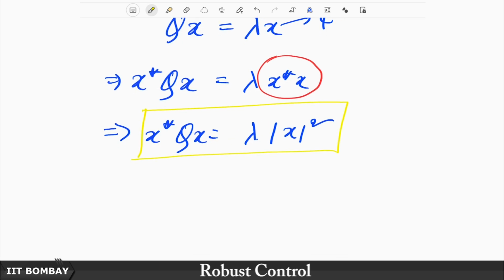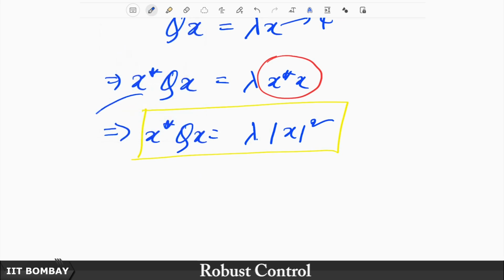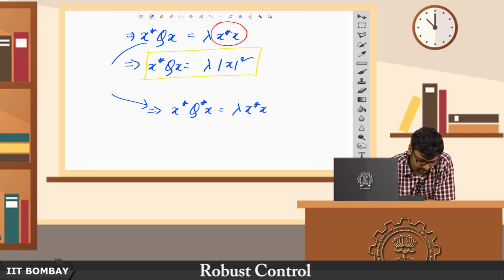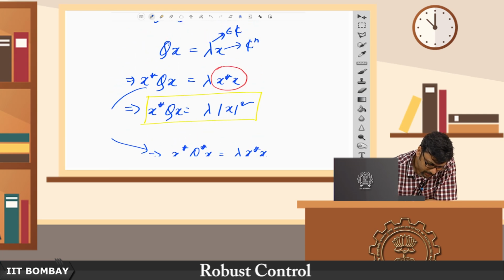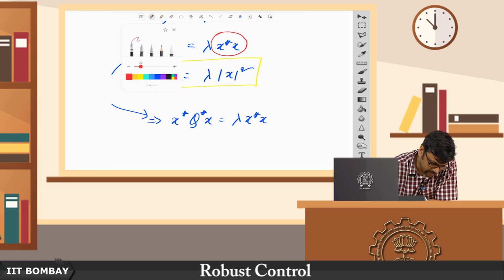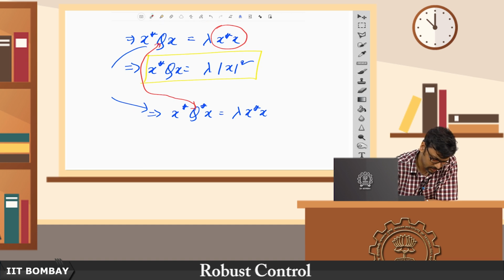On the other hand, from this line of approach, if we had taken another route, we can also say that x conjugate Q conjugate x is equal to lambda x conjugate x, or this is the norm squared of x. Why can I write this? Because remember we started with the property that Q is equal to Q star. So we have just replaced this Q with this Q star.